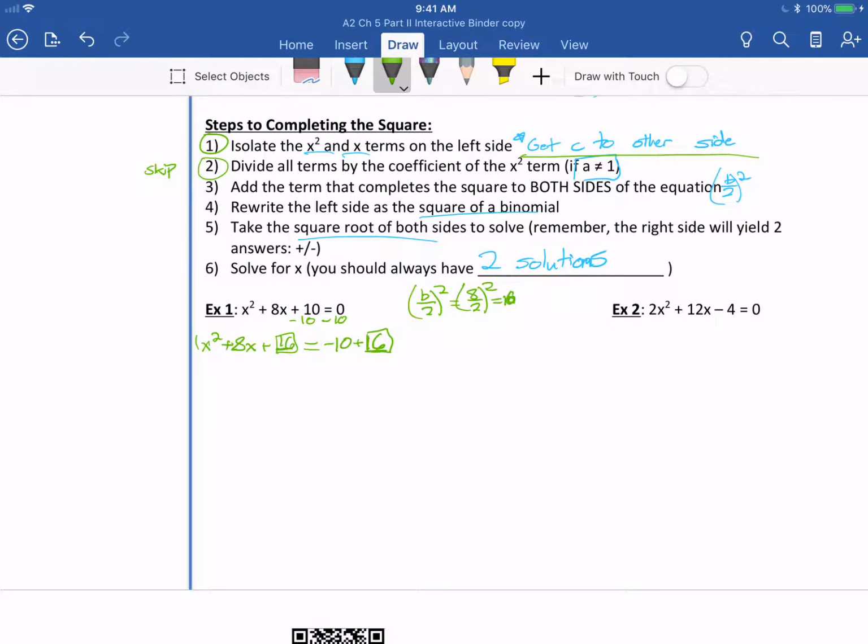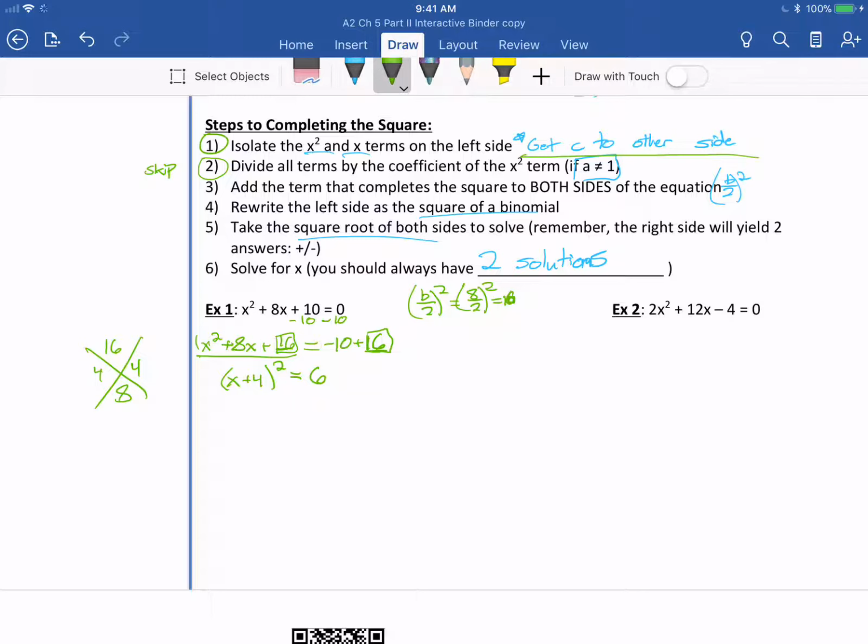All right, so now we have to factor this side over here. So now I have x squared plus 8x plus 16. If you want to, you can still put this in the diamond, 16 and 8. So I know that two things that multiply to 16 and add to 8 are 4 and 4. Okay, they're always going to be the same. If you can skip this diamond part, that's great. So now this turns into x plus 4 squared is equal to negative 10 plus 16, which is 6.